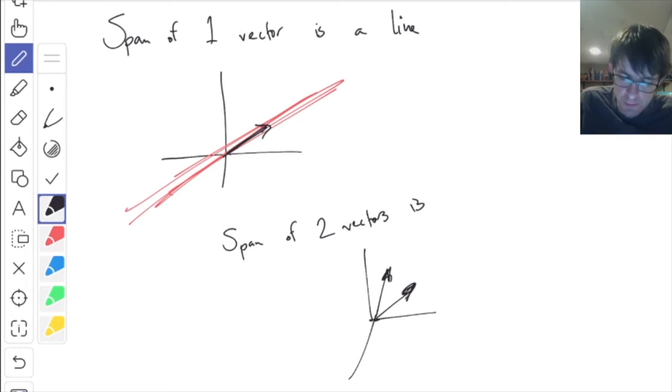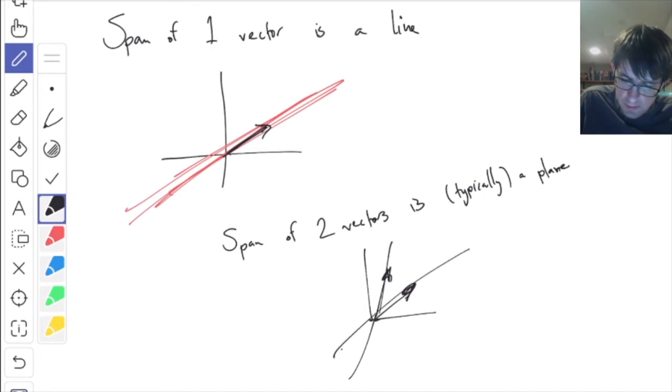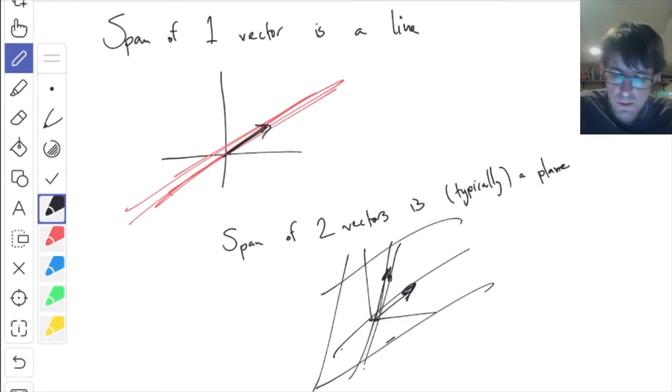So the span of two vectors is, I will say, typically a plane. It is the plane which contains those two vectors, like it's sort of like this plane here, which goes through those two vectors. All right. How do you like that picture? The span of two vectors is typically a plane. Like I said, unless they happen to already be in the same line, in which case you don't get a whole plane, you just get the line.